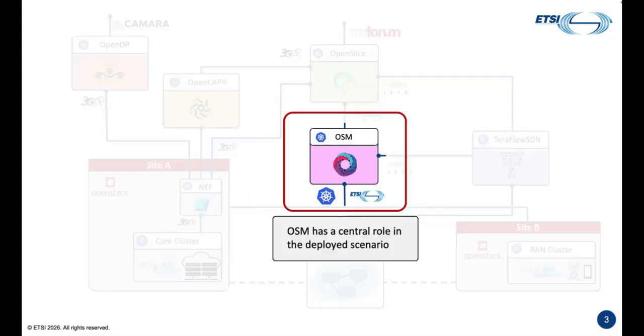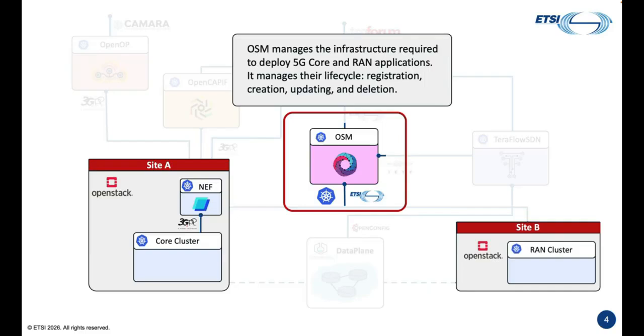So, as I mentioned, OSM has a central role in this deployment scenario, and I'm going to show you how the interaction between OSM and the different components works. OSM manages the infrastructure required to deploy these two applications, the 5G core and the RAN. It manages the life cycle, that is the registration, creation, updating, and deletion of the different, in this case, Kubernetes clusters. But in the case of the VIM, you can register the VIM and update the different parameters you have. And it's not just OpenStack. You can also register a VIM based on Azure, GCP, or AWS. OSM already has these capabilities to register a private cloud or a public cloud.